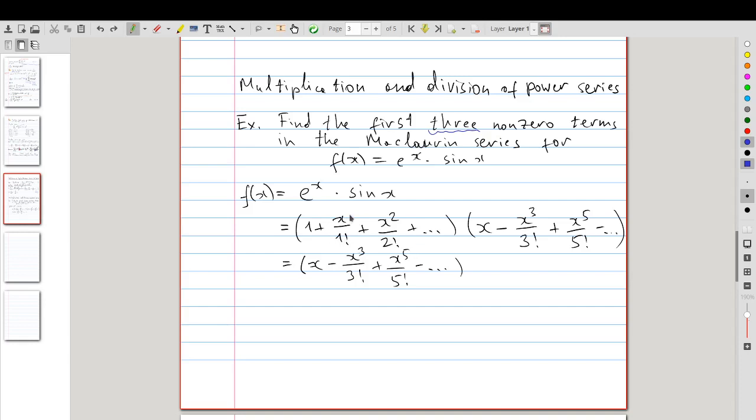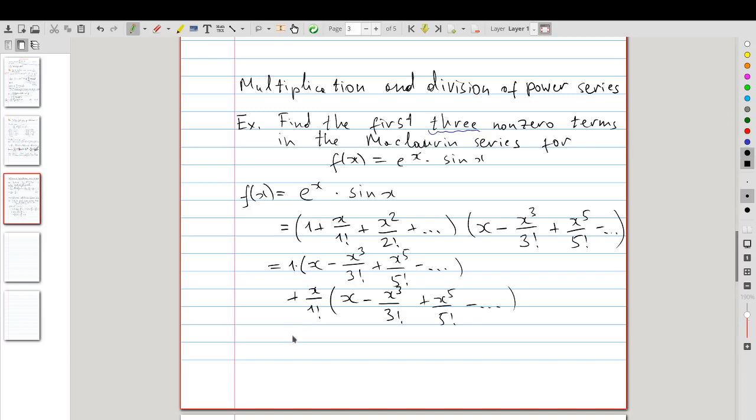So now let's go ahead and multiply the second term in the first series with the three initial terms in the second series. So we'll get plus x over 1 factorial, right? You can think of this first term here as 1 times the second series. Then we have x over 1 factorial times the second series, which gives x minus x cubed over 3 factorial plus x to the fifth over 5 factorial and so on.